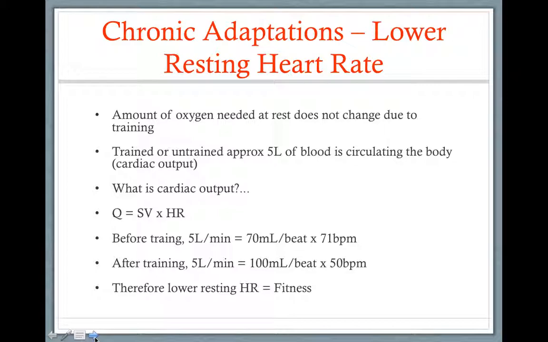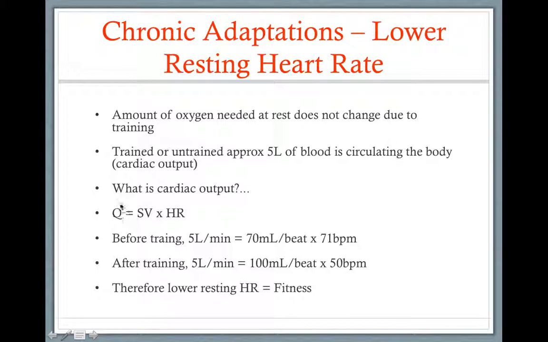Chronic adaptations: lower resting heart rate. We've spoken in previous slides about how a lower resting heart rate is generally associated with healthier or fitter athletes. The reason for that is we are able to pump more blood out with each beat. Trained or untrained, approximately 5 litres of blood is circulating around the body.